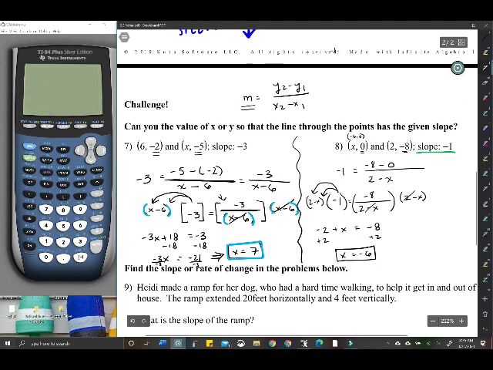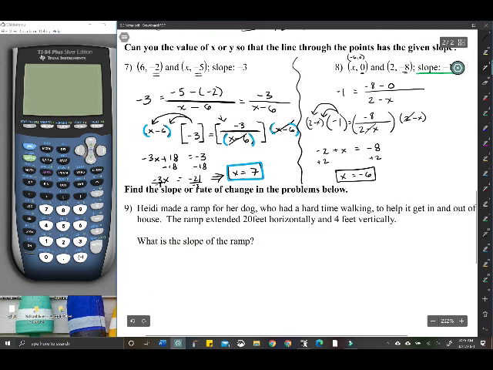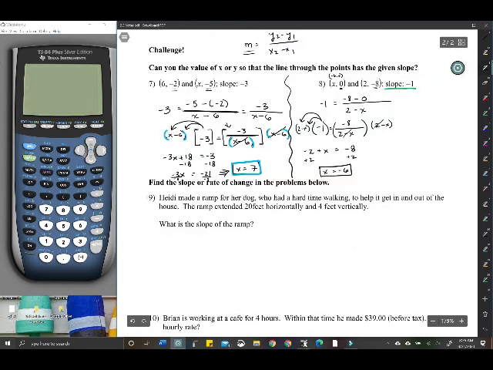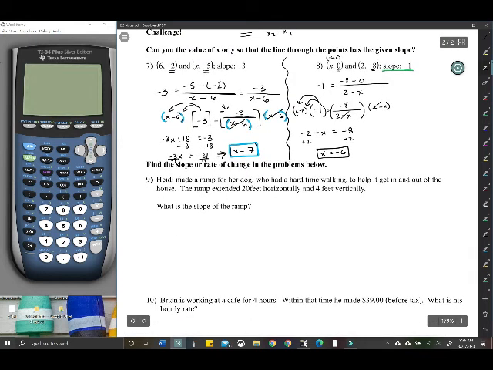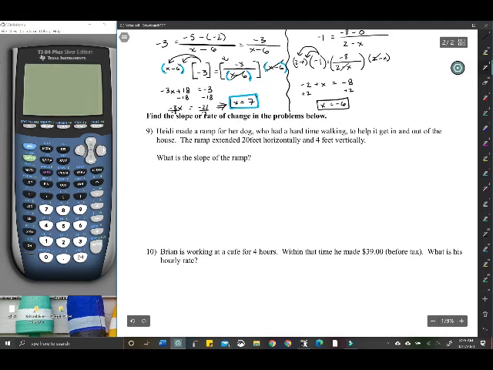So those are the challenge ones. Okay. Last problems are some word problems. Now, they are word problems, I know, but they're really not bad. So, Heidi made a ramp for her dog. I did have a friend named Heidi, and she did make a ramp for her dog because it had a hard time walking, to help it get in and out of the house. Now, the ramp extended 20 feet horizontally, 4 feet vertically. What's the slope of the ramp?